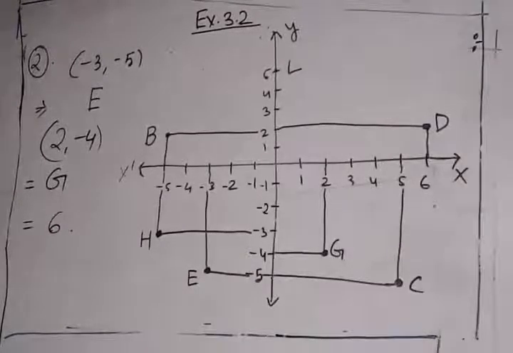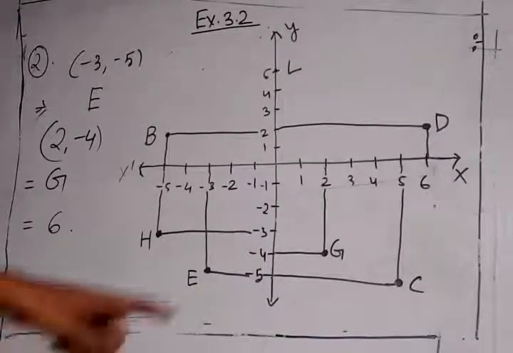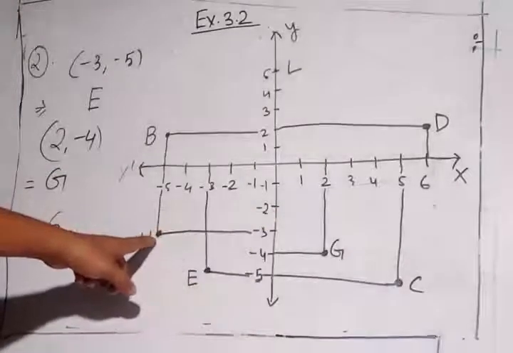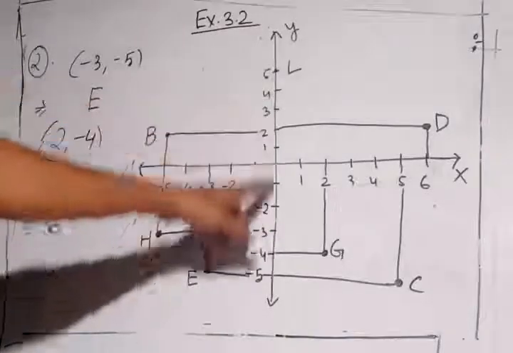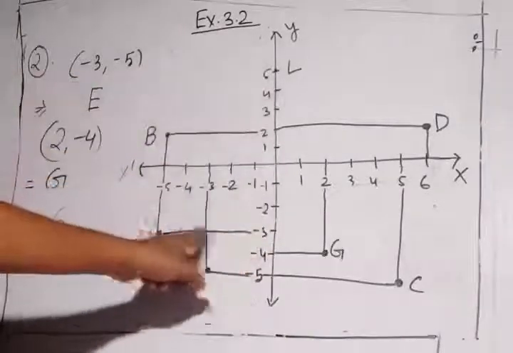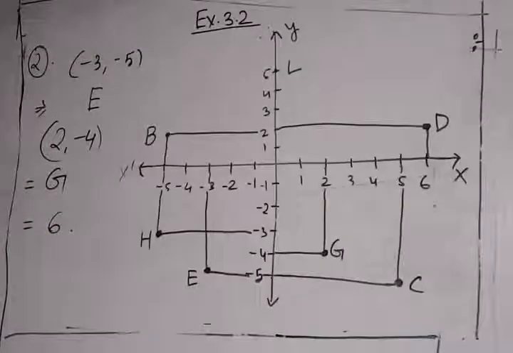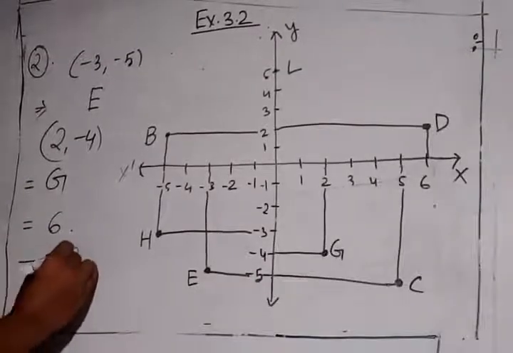Next one is the ordinate of the point E. I said the ordinate means the value of y. So what is the ordinate of the point E? What is our E? This is E. Ordinate means the value of y. Here the value of y is, this is the y line, the y axis. The value of y is minus 3. So it is minus 3.